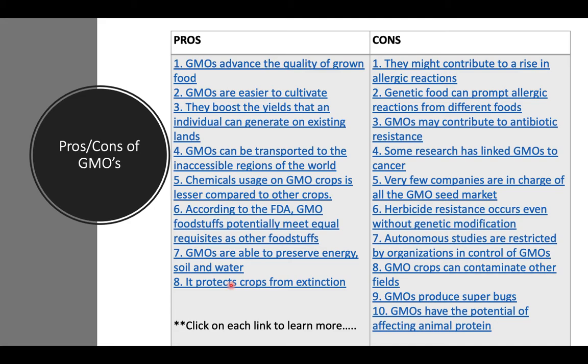But then some cons could be that maybe some people might be allergic to some of these genetically modified foods. There is a link to how these GMOs can contribute to antibiotic resistance, to maybe a link to cancer or herbicide resistance. So take a look at some of these pros and cons and make sure you write some of them in your notes. And that's it for today.